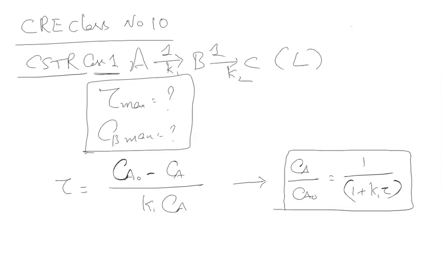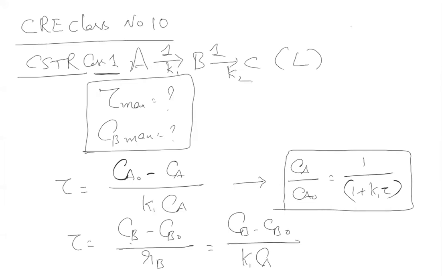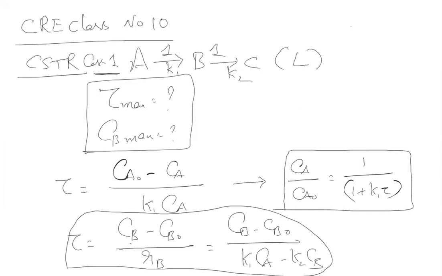Now for B also you can write tau. B is a product, no? Then CB will come first minus CB naught. Why has CA naught come first, followed by CA? Because CA is a reactant. Here B is a product. So tau is CB minus CB naught, divided by RB. But what is RB? RB is K1 CA minus K2 CB. So this is what tau is for CB.